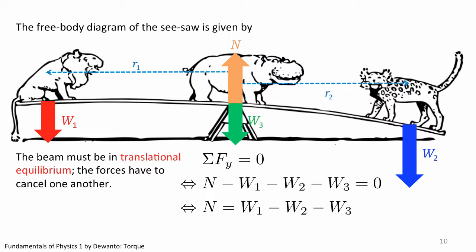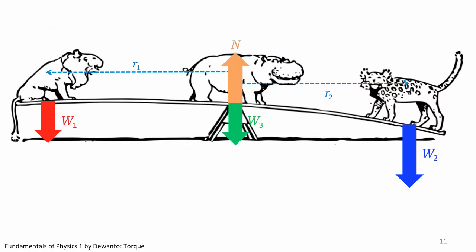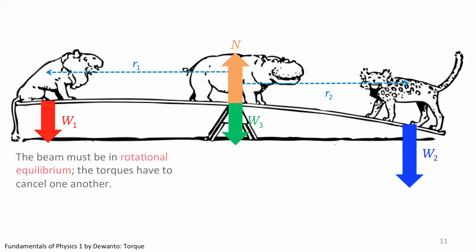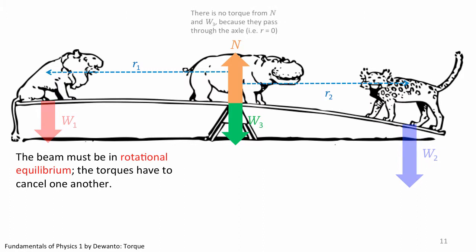For the beam to be in rotational equilibrium, the torques from the forces have to cancel one another. But you will soon realize that you do not need to worry about forces that pass through the center of rotation. Hippie's weight and the normal force will not cause any torque. Just like when you are trying to open a door by pushing at the hinge, these forces will not produce any torque because the force is applied on the rotational axis. R is 0. What we need to be concerned with is Leon's and Chicky's weight.